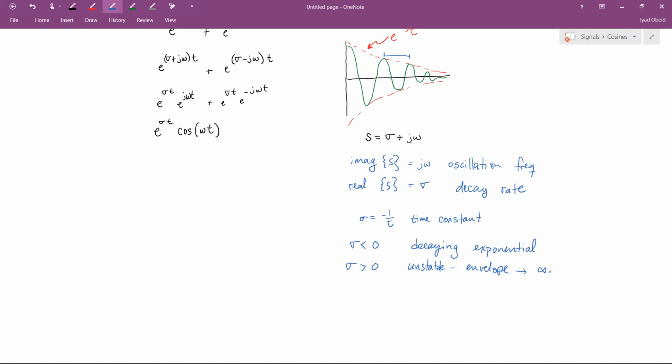So generally speaking, we desire to have systems whose values of sigma are negative because they give us stable performance. And we don't desire to have systems whose value of sigma is positive because that tends to be correlated with unstable performance.